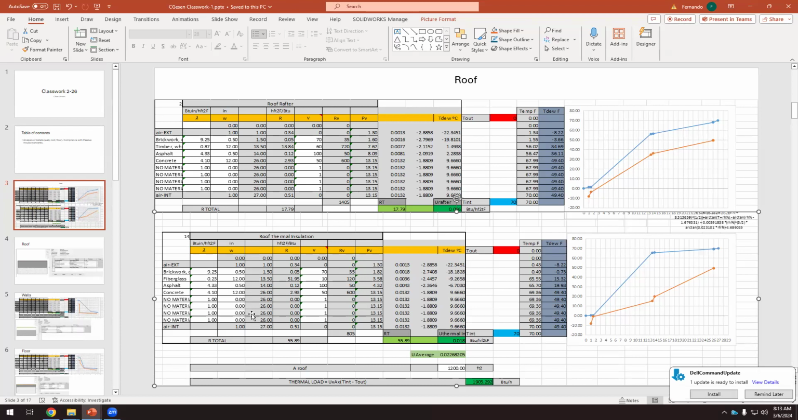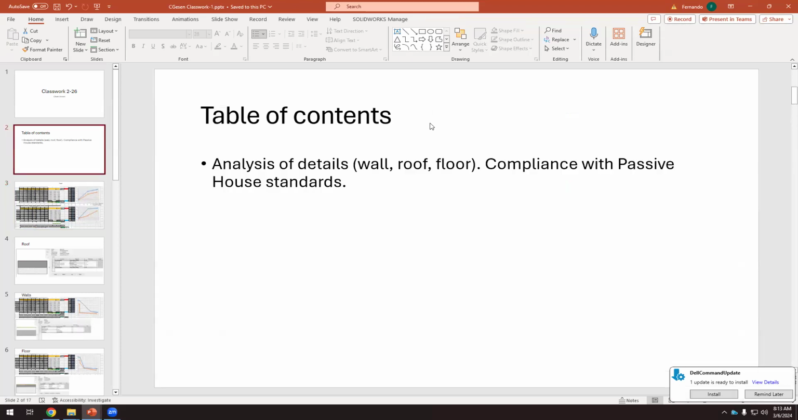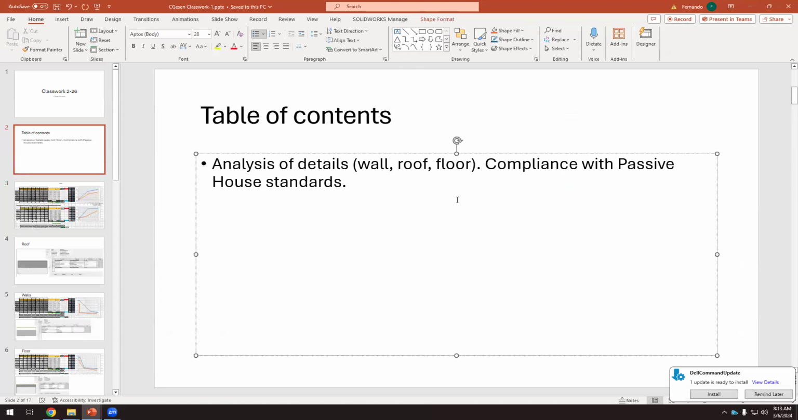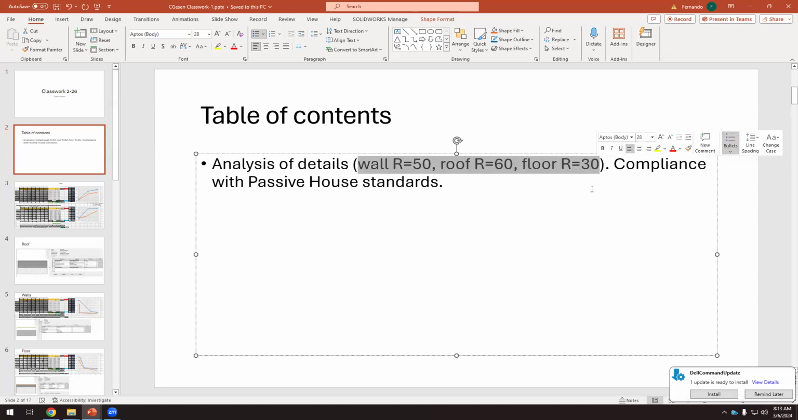It's not mandatory, okay? So the passive house standards, the R value of the wall should be around 50. The R value of the roof should be around 60, and the R value of the floor should be around 30. Okay, so again, we are going beyond the passive house. Our goal is to design a zero energy building. If we meet these values, we will be close to the zero energy building.